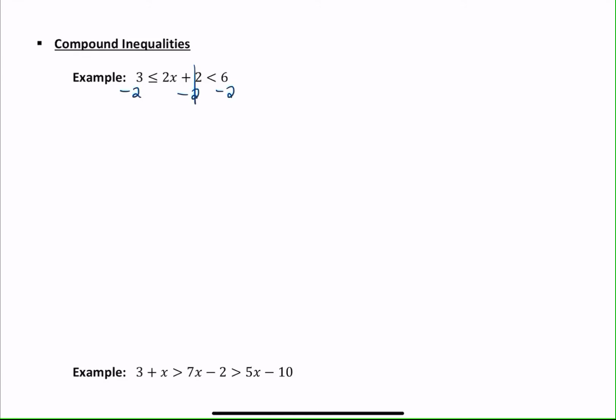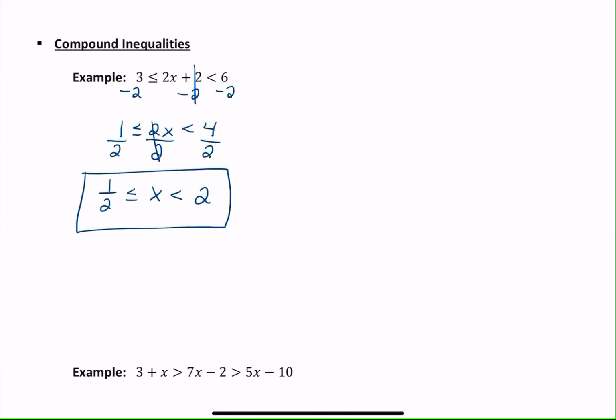So that's going to leave me with 1 less than or equal to 2x less than 4. And then I'm going to divide by 2, but I'm going to divide everything by 2. So that leaves me 1/2 is less than or equal to x is less than 2. So that's my answer as an inequality.